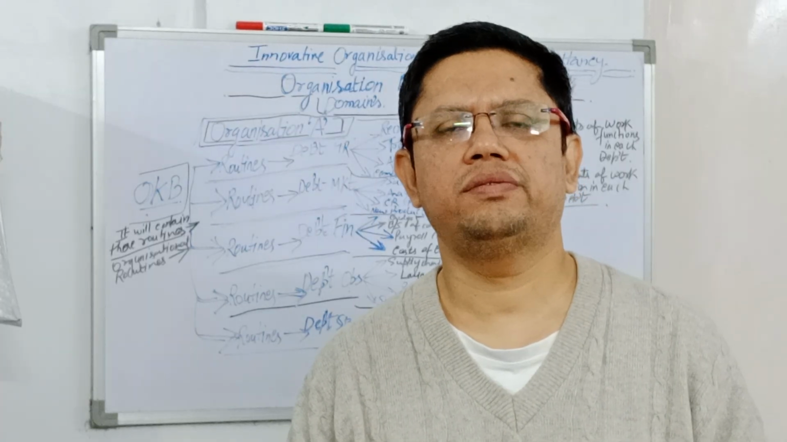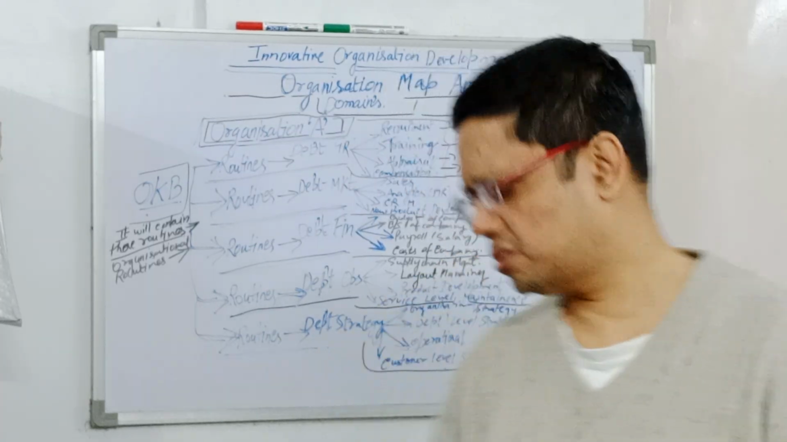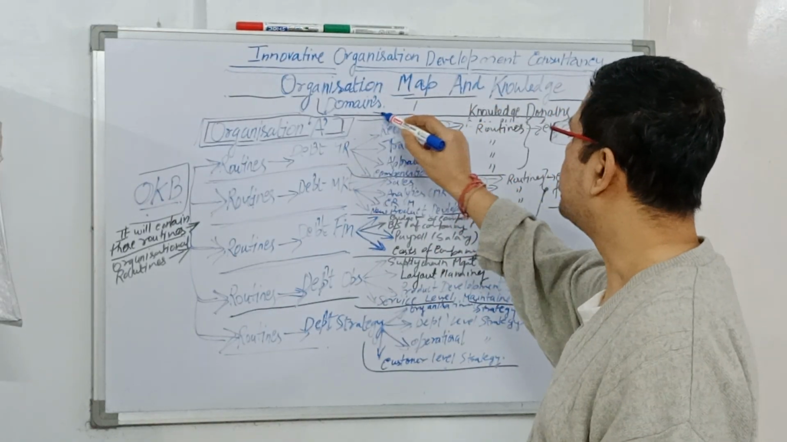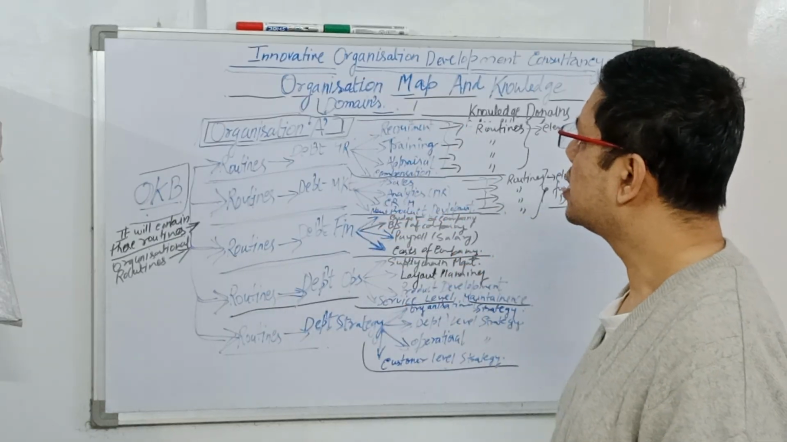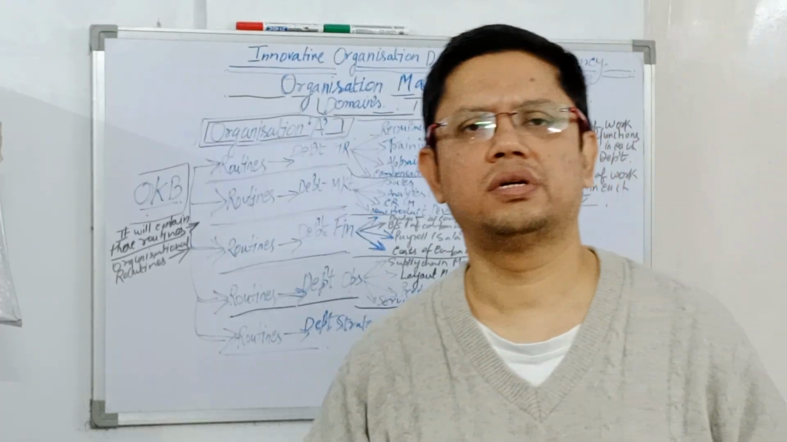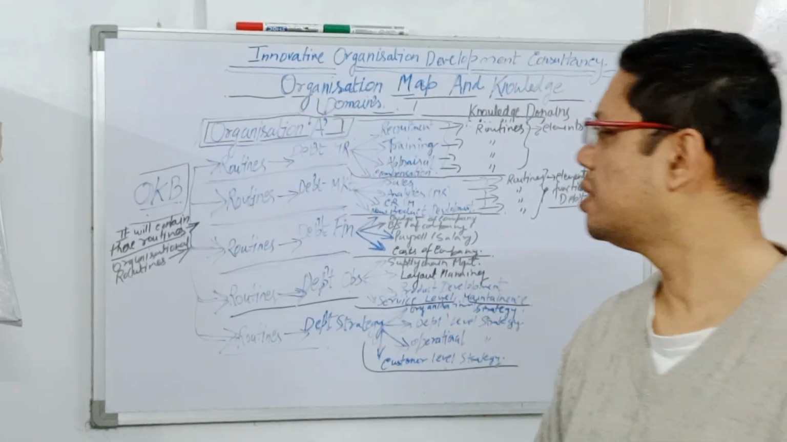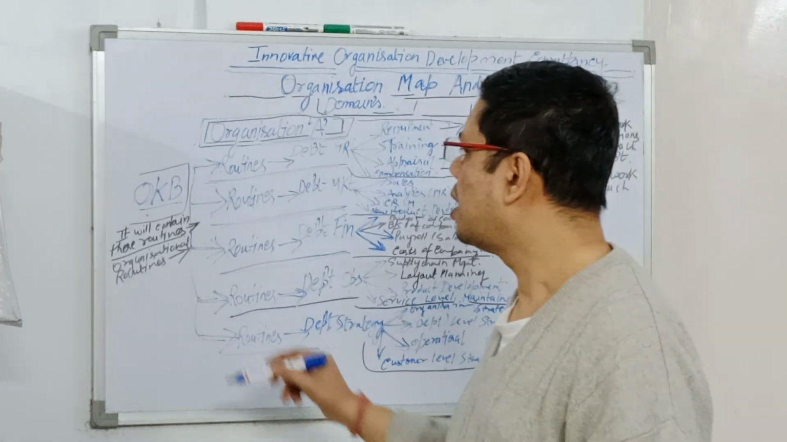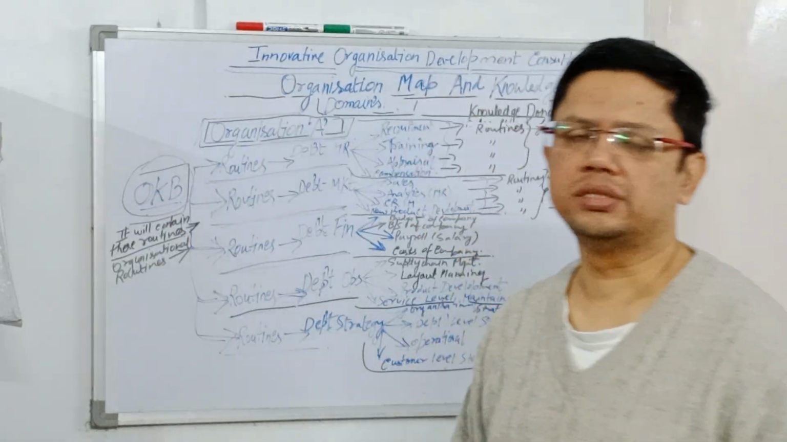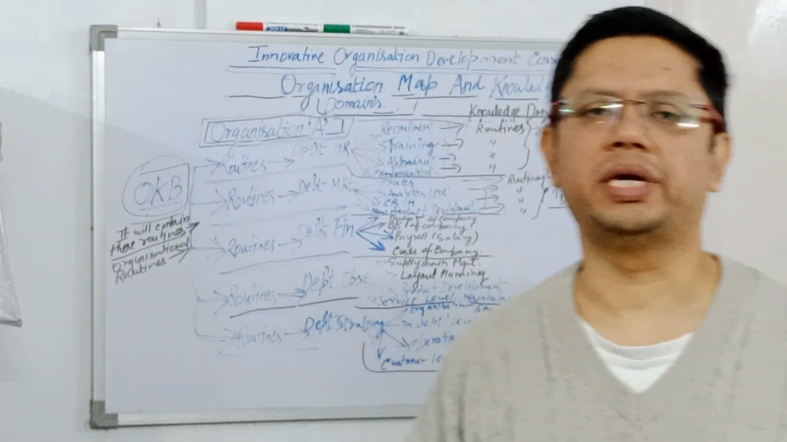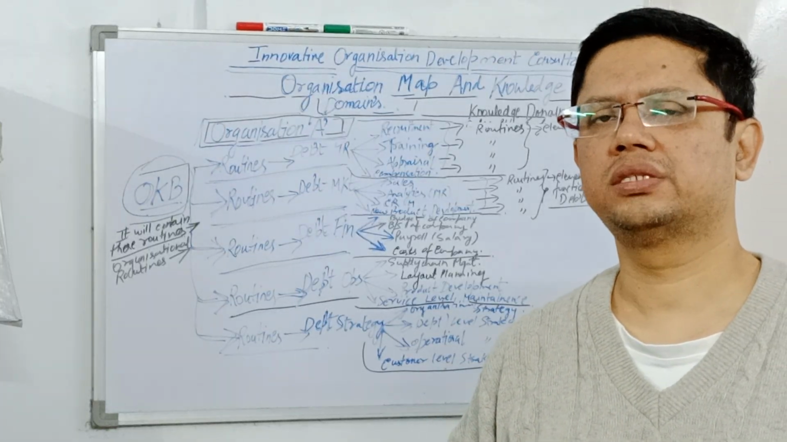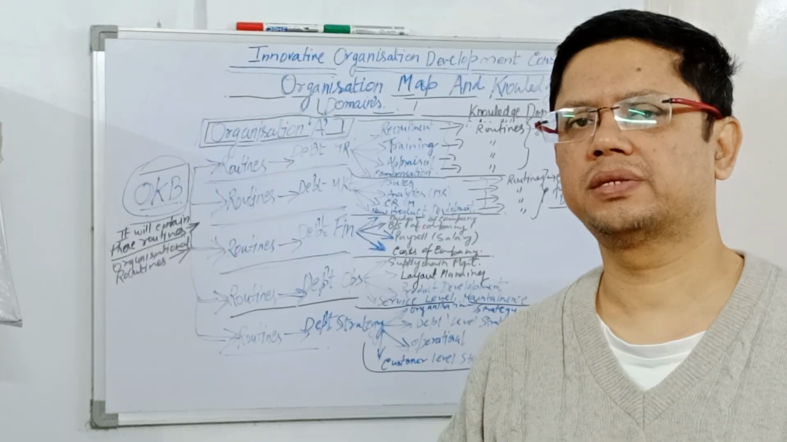In this innovative consultancy session, I will talk about organizational map and knowledge domains. Basically, in the starting itself, the question is about how we can identify knowledge domains from the organizational knowledge base. How can we identify emerging knowledge domains from the organizational knowledge base?